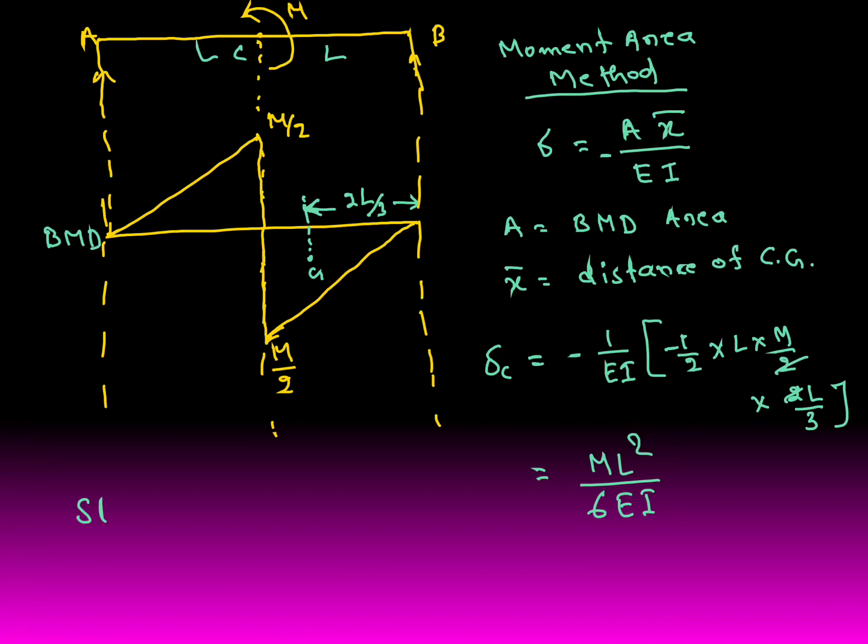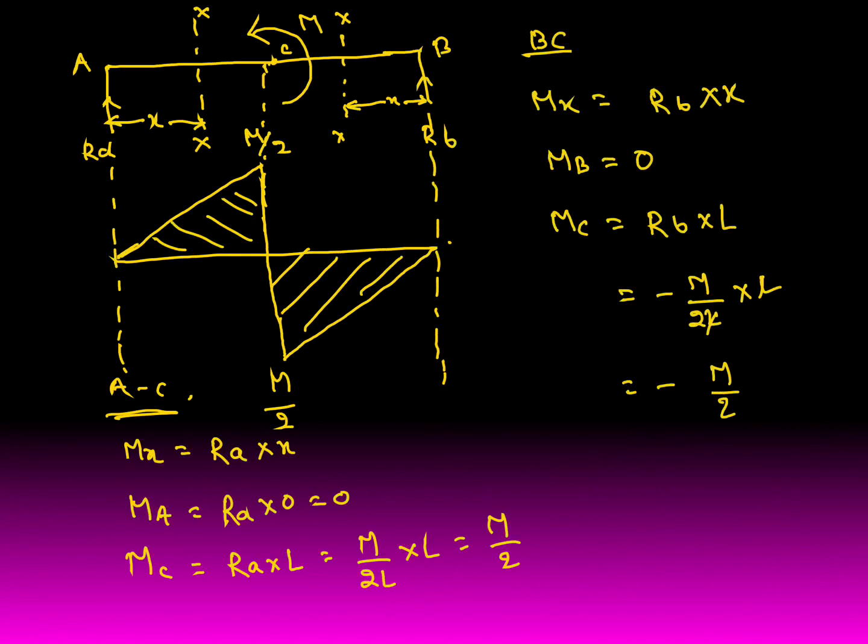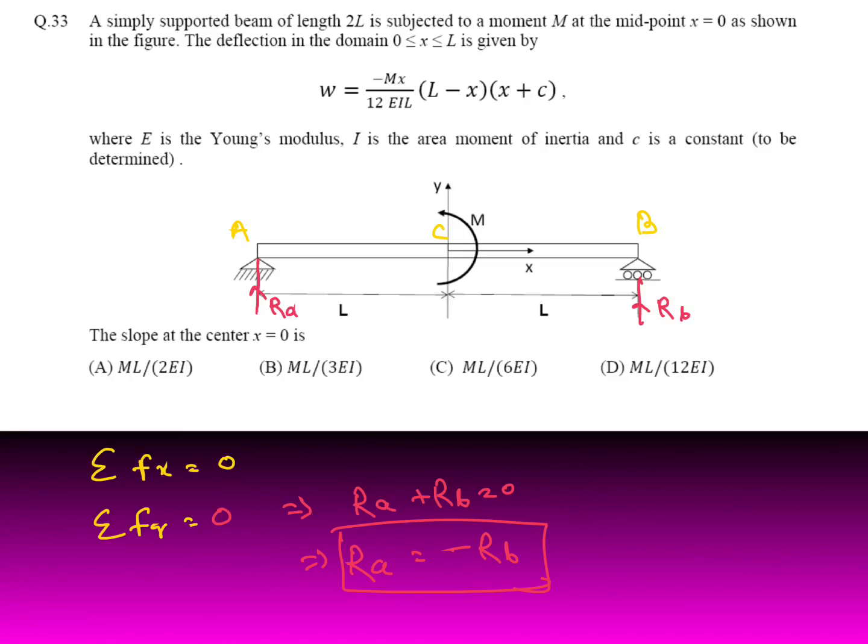Then the slope at point C is equal to delta C divided by length: ML square by 6EI into 1 by L. You will get ML by 6EI. So from the options we will check. At point C we had to calculate, the slope is ML by 6EI.